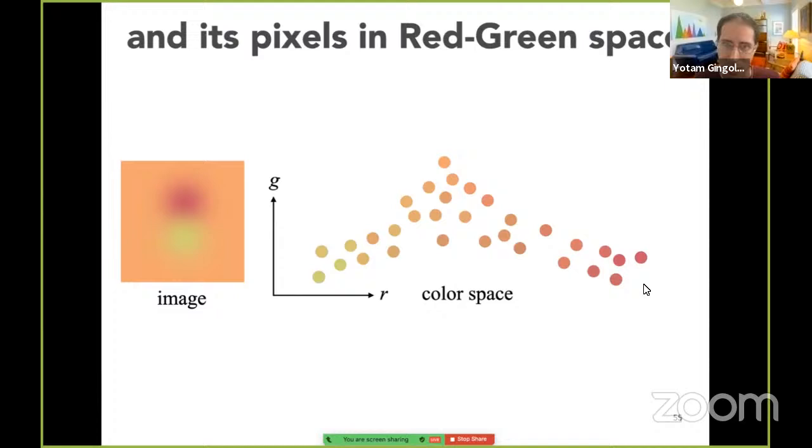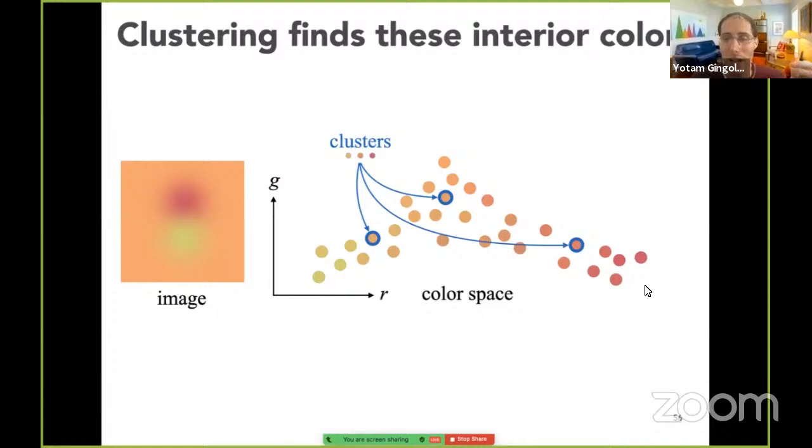So if we take these pixels and we look at them in color space, if we try to use clustering to find a nice palette, when we do our clustering, we'll get three colors. Let's say we want three colors to edit it with, we'll get these three colors. And by its very nature, the cluster center is the average of the pixels in the cluster. So we're going to get colors which lie inside here.